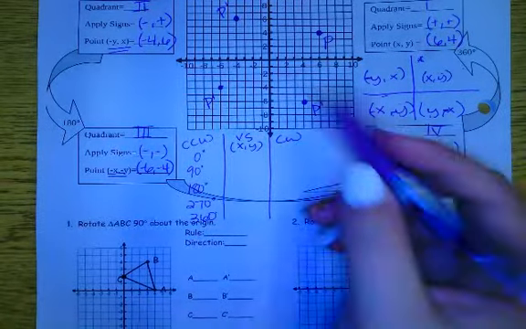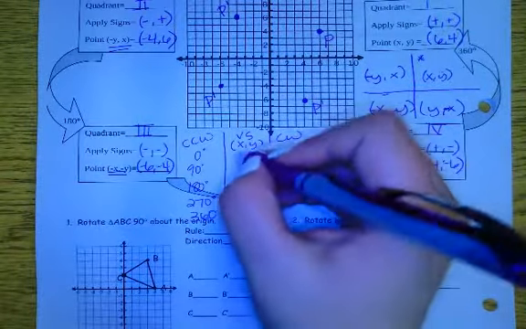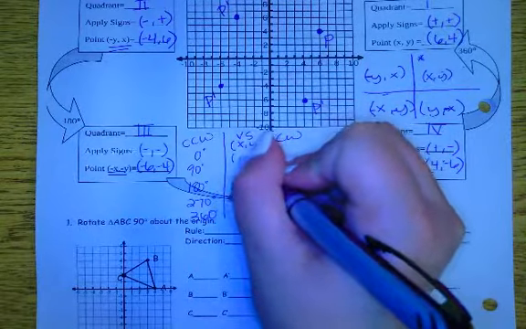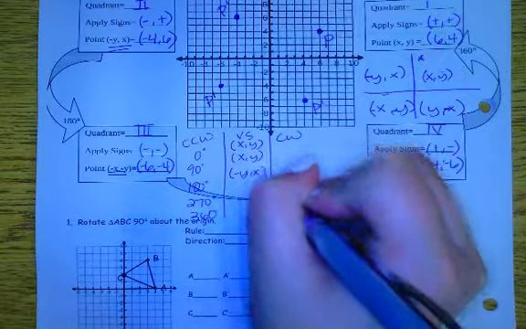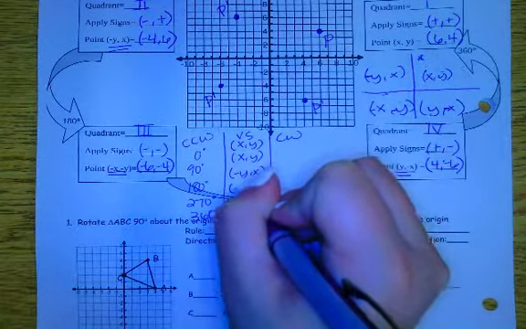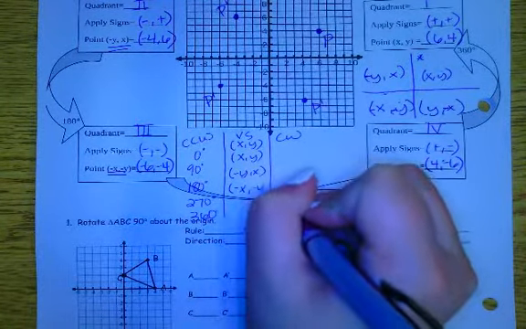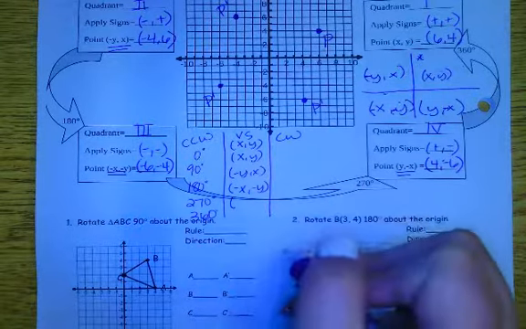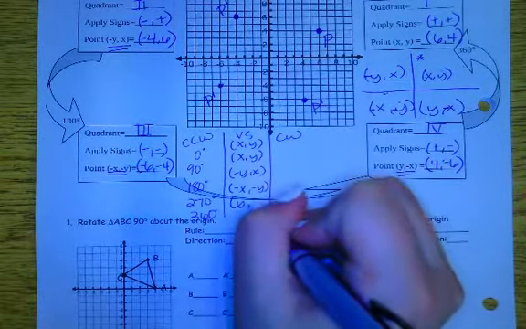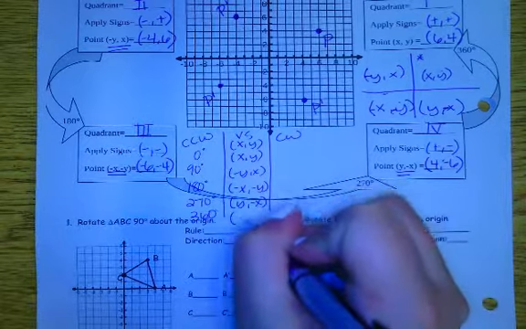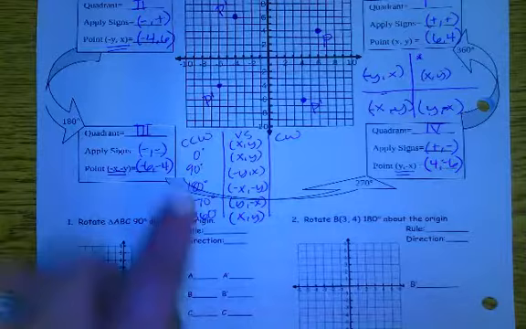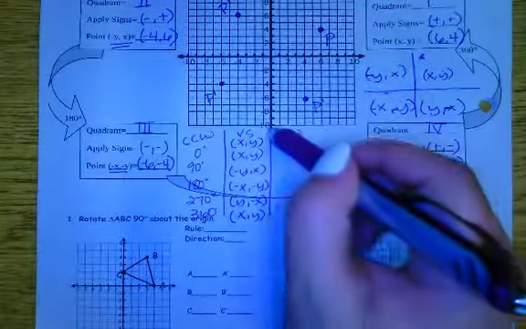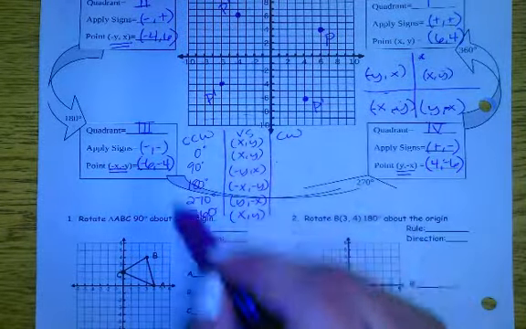What's our rule for 90 degrees counterclockwise? Negative y, x. 180 degrees: negative x, negative y. 270 degrees: y, negative x. And 360 degrees: x, y, because you're back at the beginning. So those are all of our counterclockwise rules. That would also be a great thing to write on the top of your test, just the table.